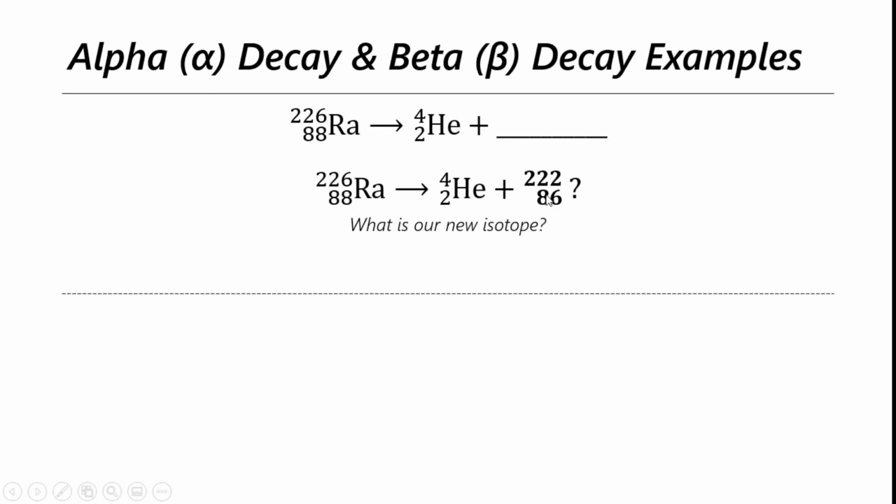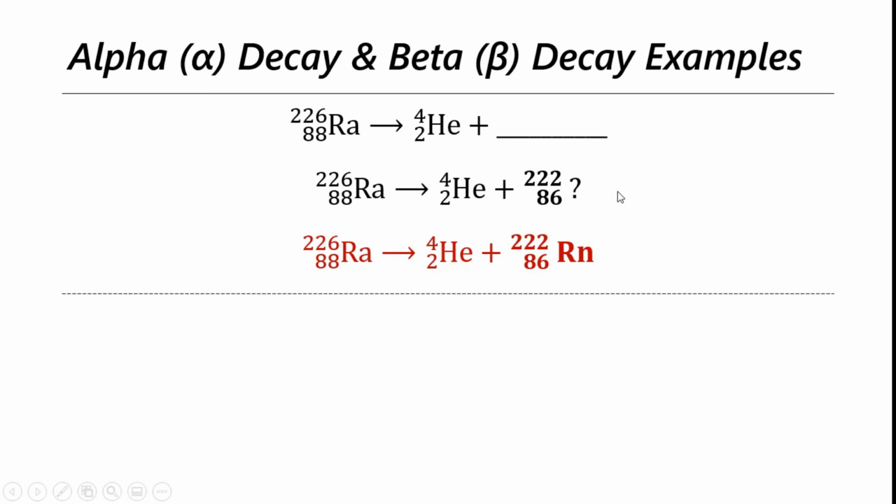So this is what's left over from our radioactive isotope after it goes through alpha decay. Now we can figure out what element this is just by looking up element number 86 on the periodic table. And it happens to be radon. So our new isotope is radon-222. This is a similar kind of setup to what you would see on an assignment. Let's look at another one.